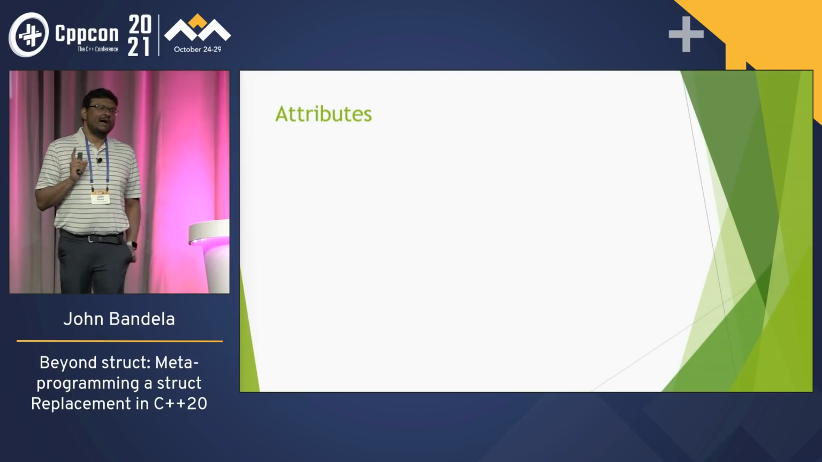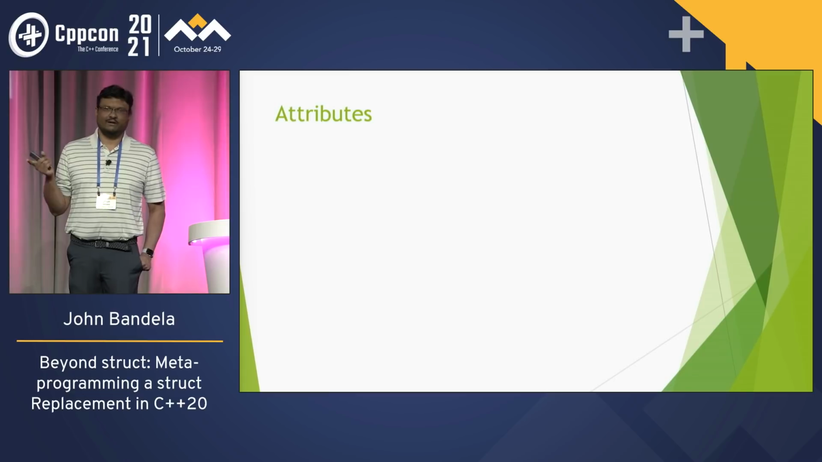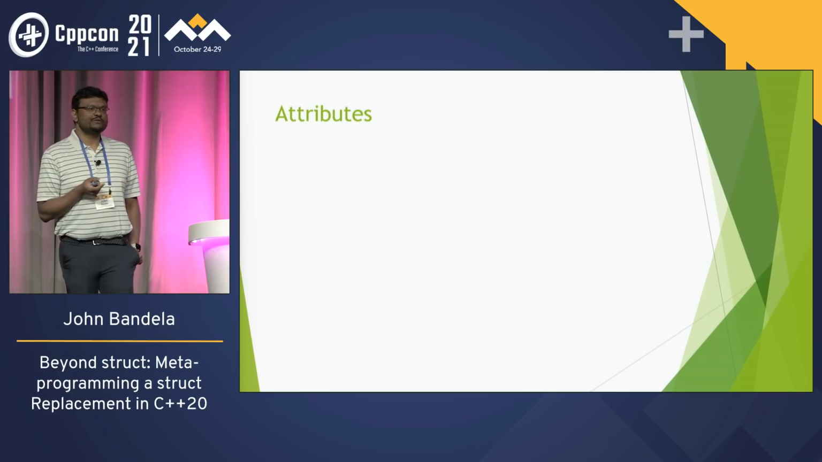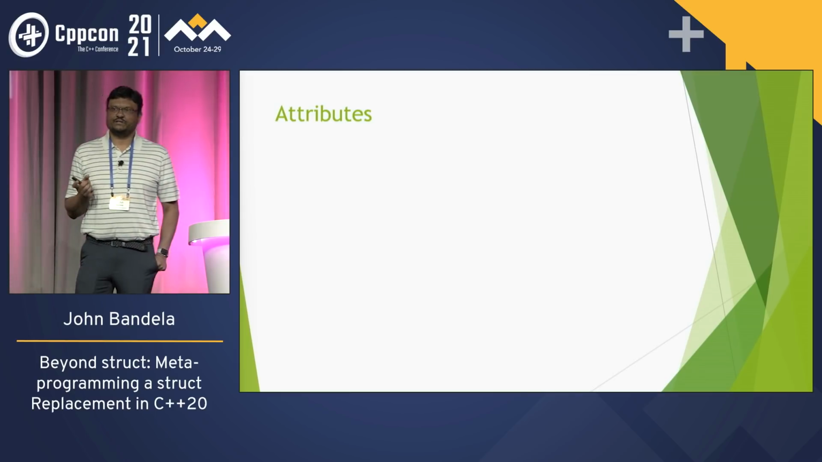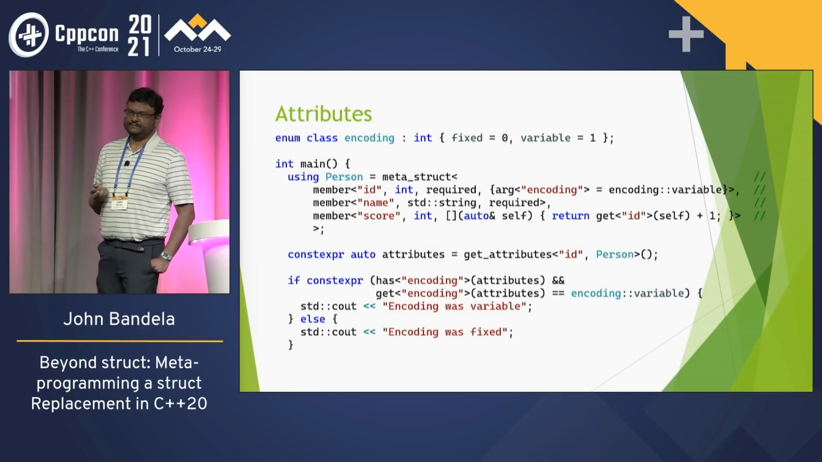How many know we have attributes in C++, right? Like we can put an attribute on a thing. But there's no way for you to query what that attribute is at compile time, right? That could actually be useful. For serialization, say, we want to specify how it should be encoded. We can add attributes. So let's add attributes to our metastruct.